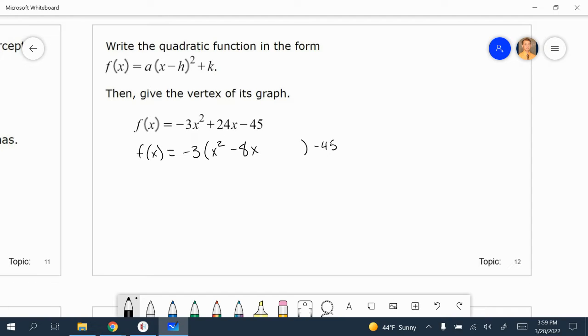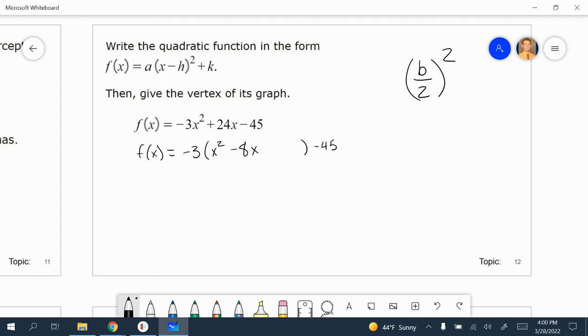That's the setup to this question. All I've done, it just looks weird, is take a negative 3 out of the first two terms so far, and then I left a little bit of extra space in there. That space I'm going to fill with b divided by 2, squared. That's what you're going to use to fill in that space for all of these problems.